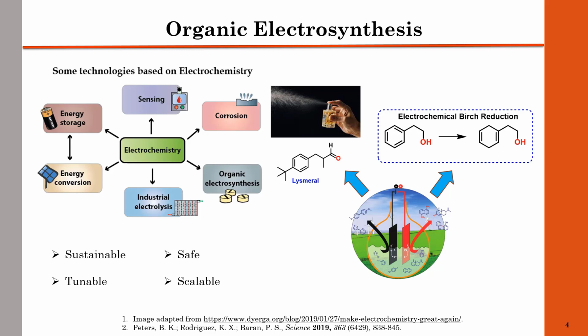The next example is the Birch reduction. Normally for Birch reduction we have to use ammonia, but with electrochemical synthesis we don't need to use this painful ammonia to synthesize this kind of molecule. In 2019, the Birch reduction was done using electrochemistry. That is a wonderful development in this area.